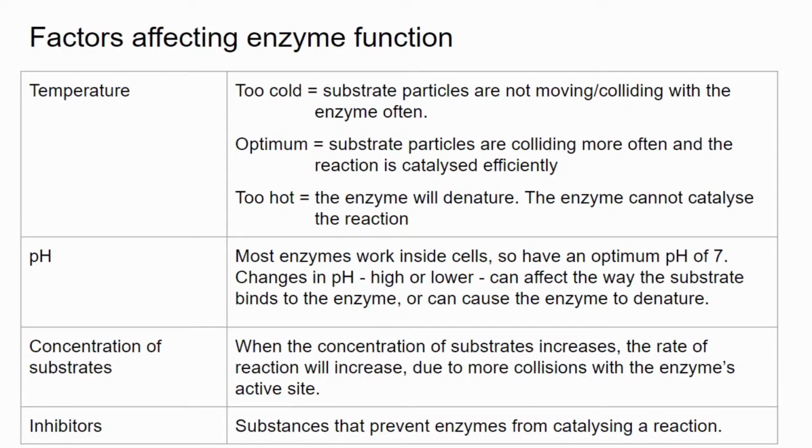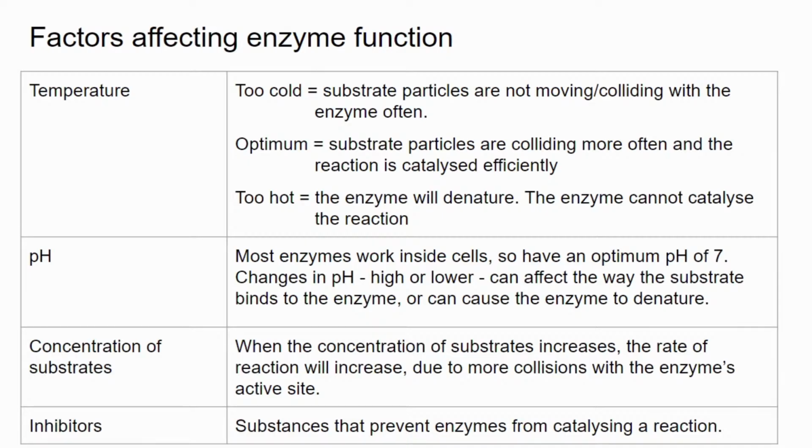If you think back to year 11 acids and bases, this is to do with collision theory in particles. Substrate particles that are too cold will move slowly. They won't have a lot of energy, so they won't be colliding very often with our enzyme's active site. This means that enzyme function will be low. Enzymes function at an optimum temperature. This is the temperature at which the substrate particles are able to collide more often, and the reaction is able to be catalysed efficiently because our substrate particles have sufficient energy for the reaction to proceed.